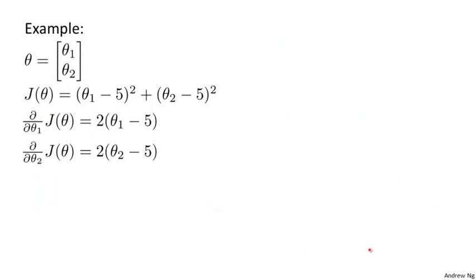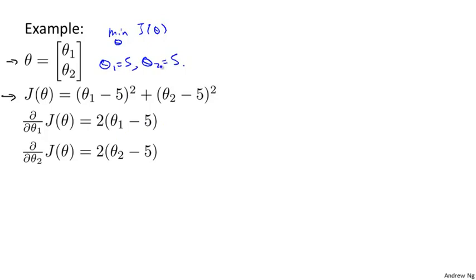So now let's explain how to use these algorithms. I'm going to do so with an example. Let's say that you have a problem with two parameters, theta equals theta 0 and theta 1. And let's say your cost function is J of theta equals (theta 1 minus 5) squared plus (theta 2 minus 5) squared. So with this cost function, if you want to minimize J of theta as a function of theta, the value that minimizes it is going to be theta 1 equals 5, theta 2 equals 5.